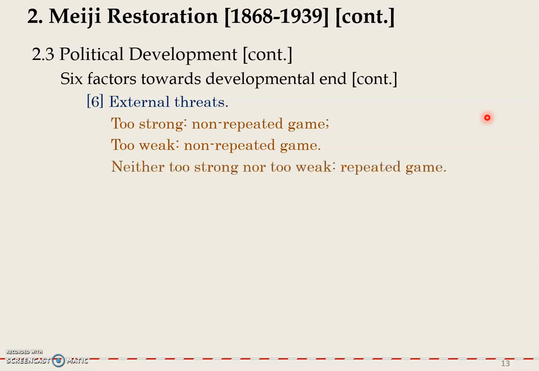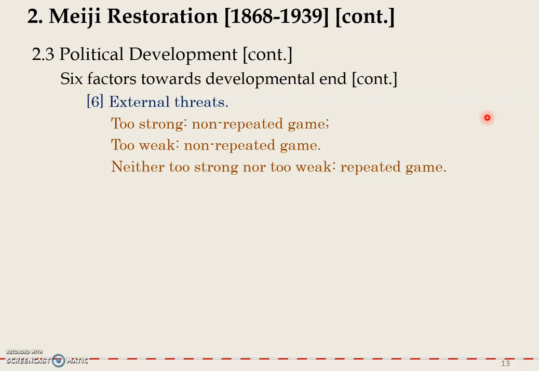So putting together, we're gonna say if the external threats are neither too strong nor too weak, then this will become a repeated game. In other words, the ruling elite would behave from a long-term perspective, instead of the short-term. Okay, so they would be more patient. They would come up with the policies which can help the general public to be economically prosperous, or developed, so that they can see the benefit either politically or economically in the long term.